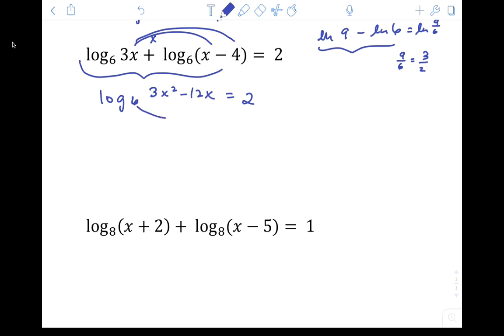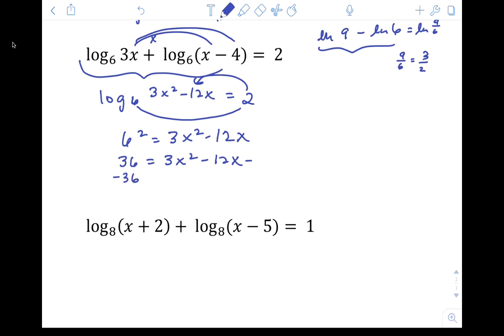So the base to the exponent equals the answer. So 6 to the second equals 3x squared minus 12x. Awesome, easy. So that would be 36. I then need to subtract 36. So I can now factor out a 3, leaving x squared minus 4x minus 12.